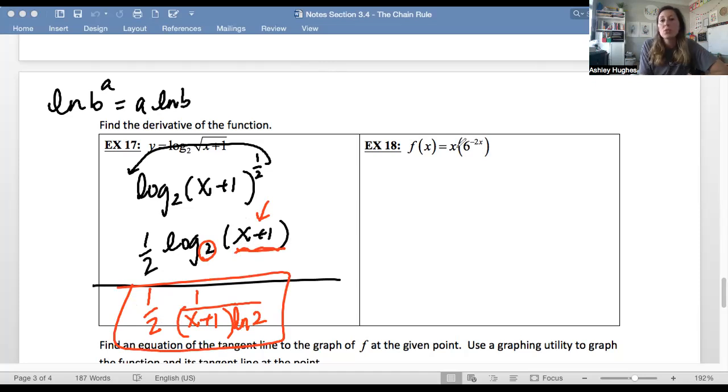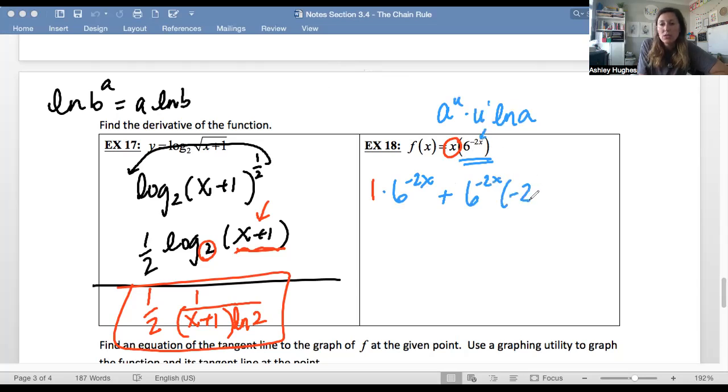This one is, hopefully you recognize it's the product rule, because you have 2 functions of x side by side with no plus sign in between. So we do derivative of the first times the second plus the derivative of this, this is a to the u times the derivative of u times the natural log of a. So I'm going to write 6 to the negative 2x, then I'm going to write the derivative of that, which is negative 2, and then the natural log of 6. This whole thing is the derivative of this. Then because of the product rule, you have to multiply by the first. So derivative of the first times the second one without changing it, and the derivative of the second times the first without changing it.